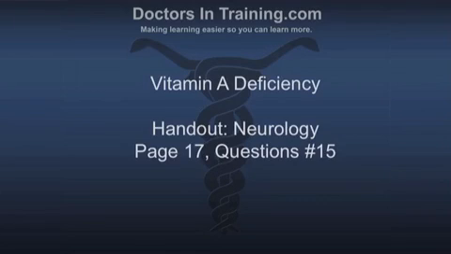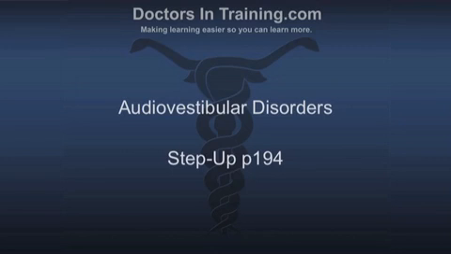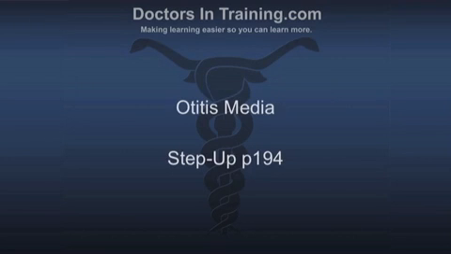And number 15, what eye abnormalities might be seen in a patient with vitamin A deficiency? You can have night blindness or complete blindness, xerophthalmia, which is dryness of the eye. You can have Bitot's spots, areas of abnormal squamous cell proliferation and keratinization of the conjunctiva, so be able to recognize that. All right, so let's move on to your audiovestibular disorders now on page 194, starting with otitis media.